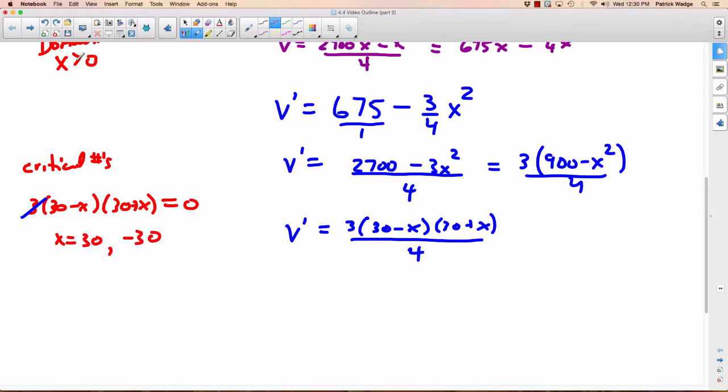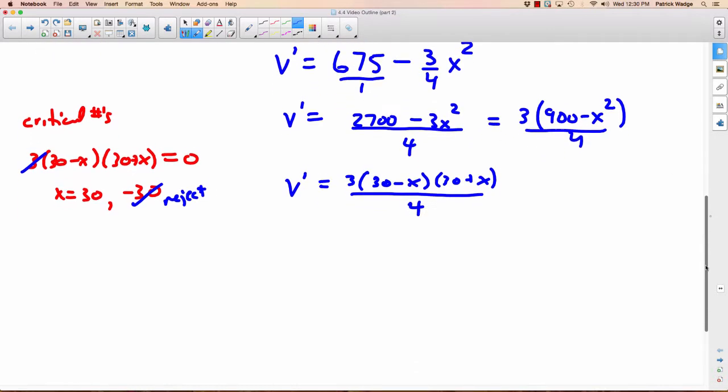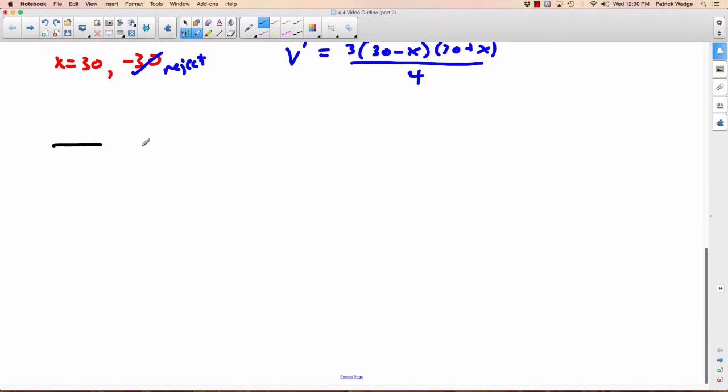Okay, but hey, we already set up in the domain that x has to be greater than 0. So we can reject this right here. Doesn't make sense. You can't have a negative 30 as the side length of your box. So we have one number to put on our wiggle graph, which is 30. But the domain tells us the smallest you can have is 0. So let's also put that in there. And we do not need to worry about anything less than 0, of course, because you can't have any lengths less than 0. So we have two intervals to check here.